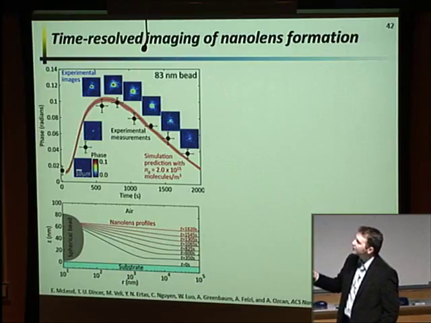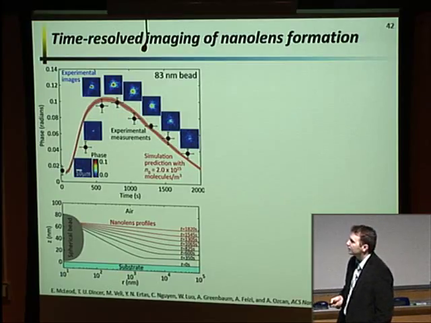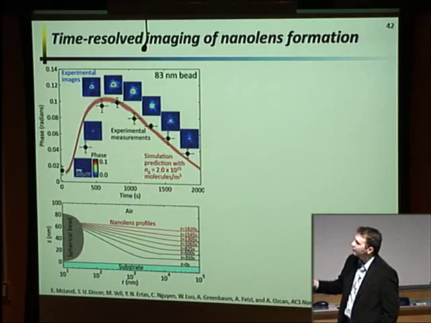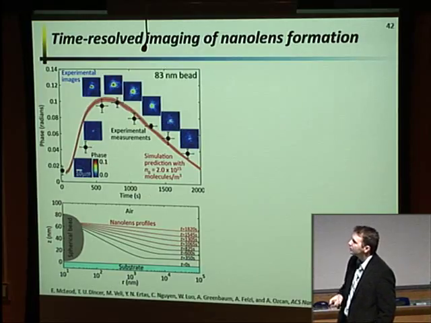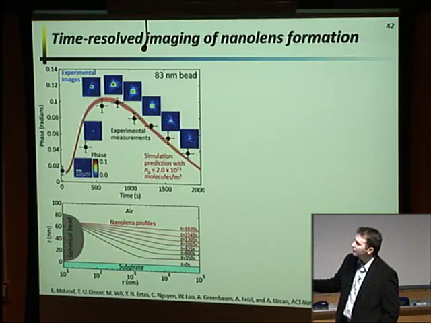So this is looking at a single 83 nanometer bead, and we're recording the signal as a function of time. The black dots are what we measure experimentally. The red curve is the simulation prediction, the same sort of simulation I showed you before. We again have one fitting parameter, which is the number of molecules in the vapor. Essentially this curve comes from computing the shapes of these nanolens profiles over time. So over time, there shouldn't be any nanolens at time 0. At time 350, it looks like this, and then it slowly builds up over time.